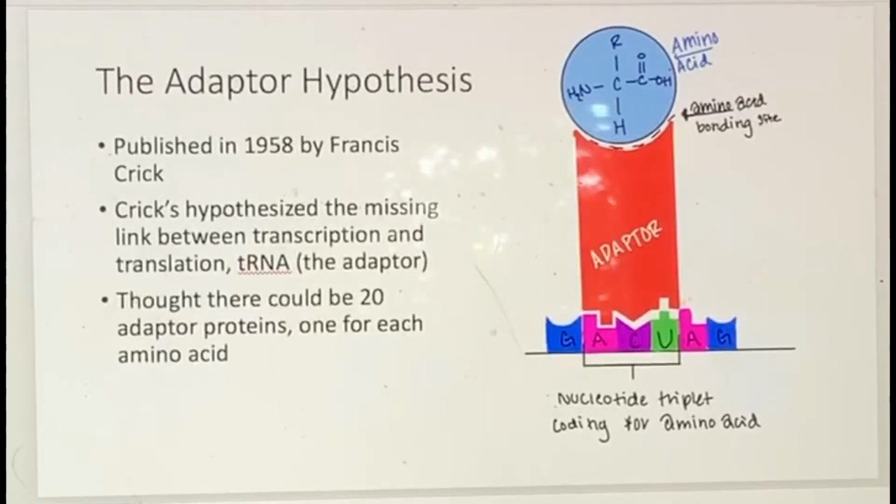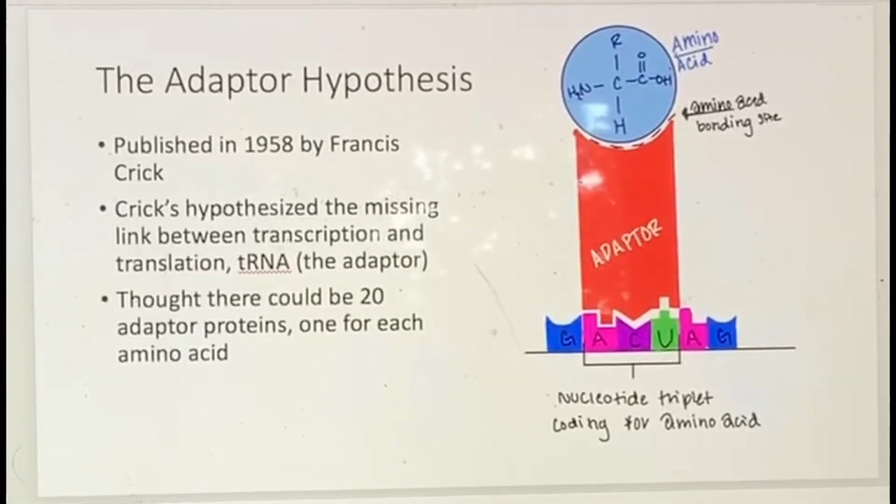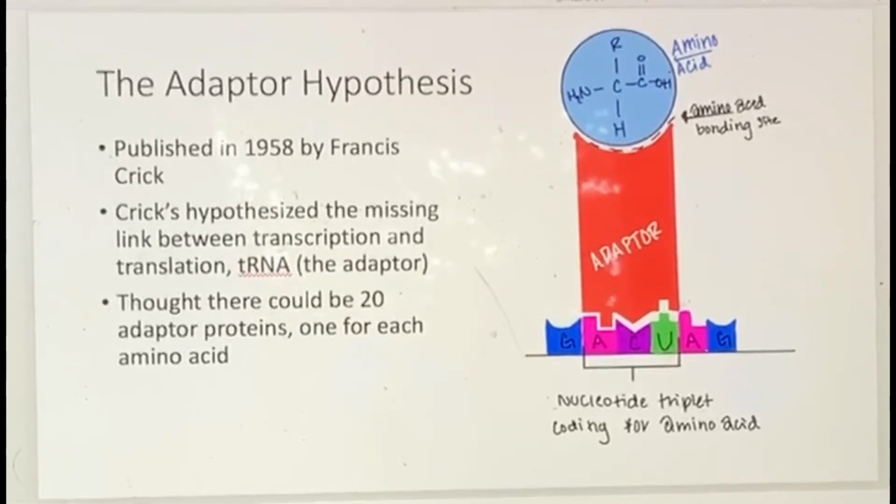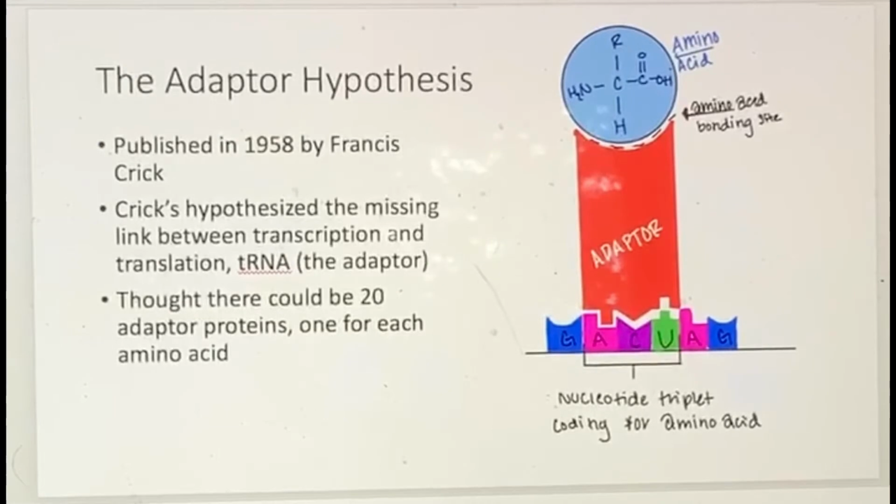The Adaptor Hypothesis was published in 1958 by Francis Crick. Crick hypothesized that small RNA molecules would act as adapters that can receive a certain amino acid and interact with specific messenger RNA triplet codons via base pairing. He also thought that there would be 20 adapters, one for each amino acid. So, Crick hypothesized the missing link between transcription and translation.